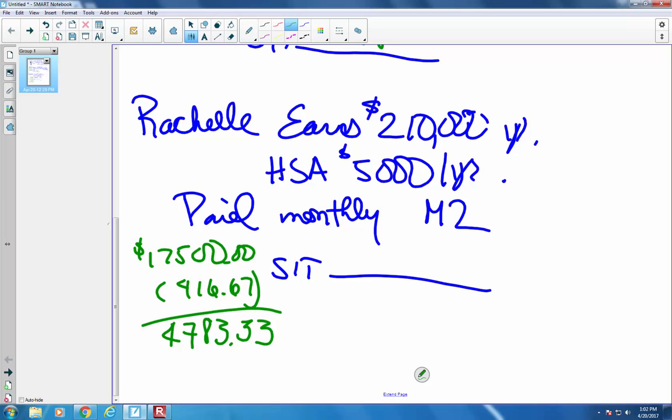Oh no, what am I doing? I don't know where I got that. Oh, I think I took it from the last person's wages. 17,083. Does that make more sense? So those are taxable wages for SIT purposes, right?